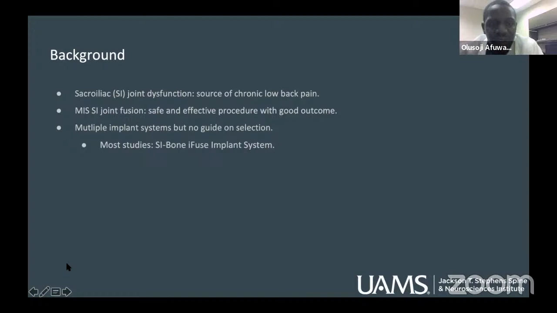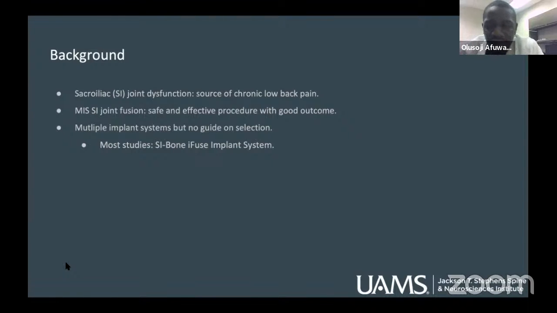Now, the rationale for this article stems from the fact that sacroiliac joint dysfunction is a common source of chronic low back pain. To remedy this, we have developed sacroiliac joint fusion, and that has proven to be safe, effective, and has demonstrated good patient outcomes.